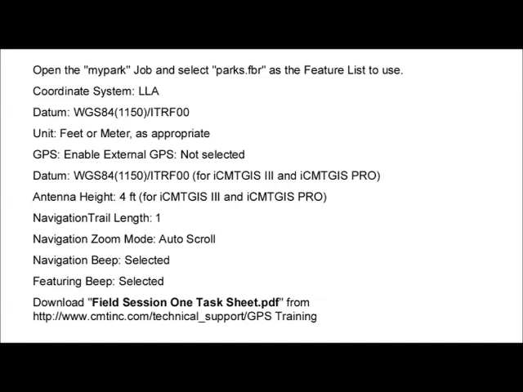For navigation, set trail length to 1. Set navigation zoom mode to auto scroll. Mark the checkbox for navigation beep. Mark the checkbox for featuring beep. Please download and print out the Field Session 1 task sheet. Take it along, and check off each item when you have completed the specified task.